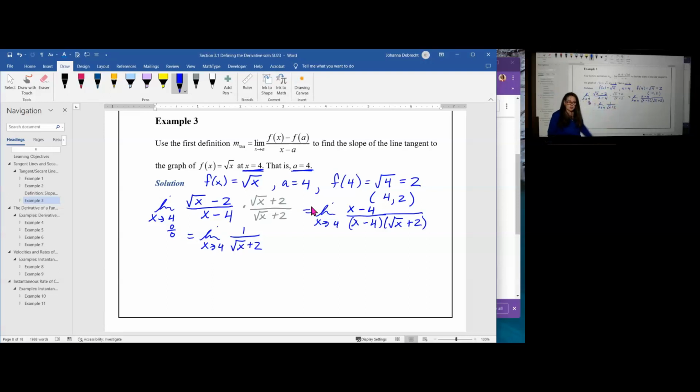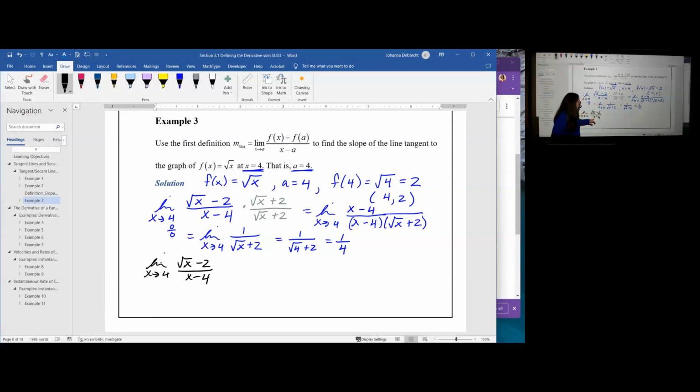So then I multiplied by the conjugate and reduced it. Now I try to substitute the value again. When I substitute the value this time, I get a number. In fact, I get the number 1/4. Now I said that there's a shorter way to do this one. So we'll go back to the original representation. This is the limit as x approaches 4 of the square root of x minus 2 divided by x minus 4.